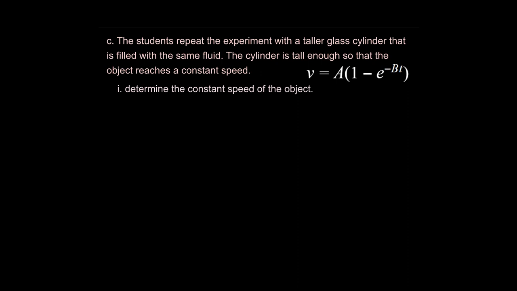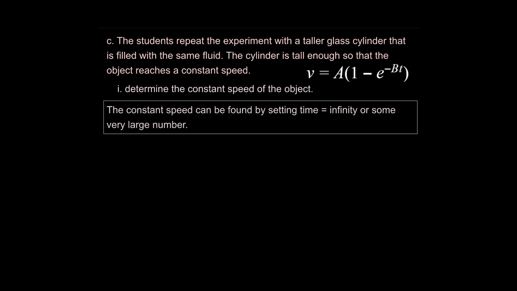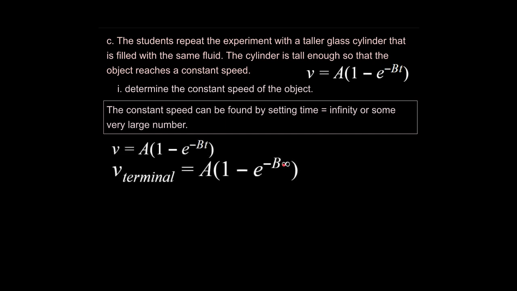So let's reason through how to answer this. You can just write out the constant speed can be found by setting time equals infinity or some very large number. That's how to reason through this, because this is what we're starting from, and we're looking for the constant speed. Well, how would we know? Well, we would make this infinity and see what happens. So I go ahead and write out that equation. I'm going to throw in infinity for my time value right over here.